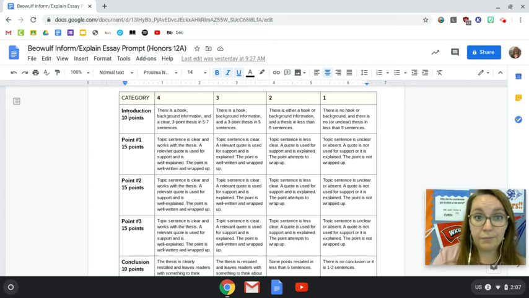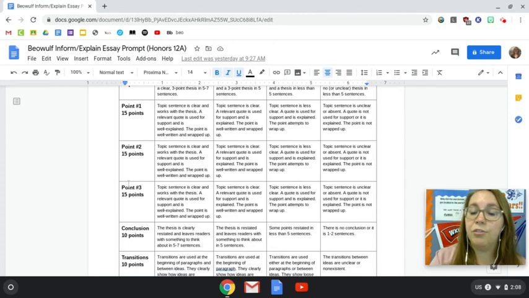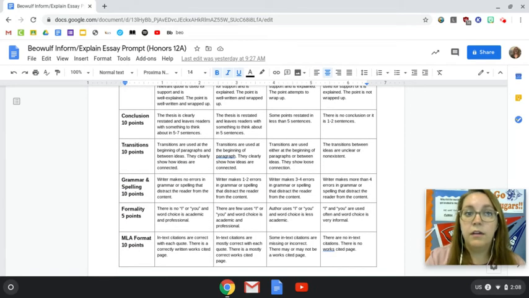Here is our rubric. Your introduction is 10 points. You need a hook, background information, and clear 3-point thesis in 5 to 7 sentences. Points 1, 2, and 3 are all 15 points apiece. Remember a clear topic sentence, a relevant quote that is good for support and well explained, and you wrap up your point at the end as well. Conclusion is 10 points. Clearly restate the thesis and leave your readers with something to think about. Again, 5 to 7 sentences.